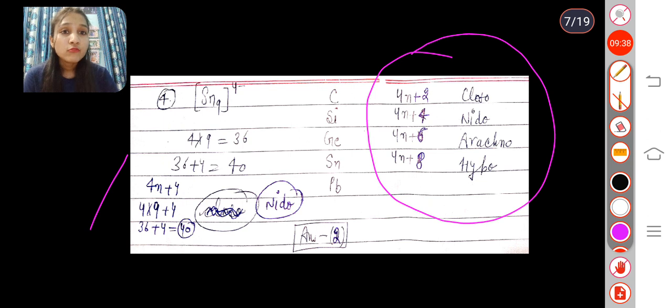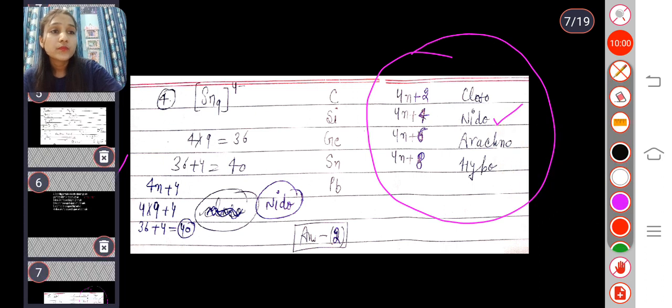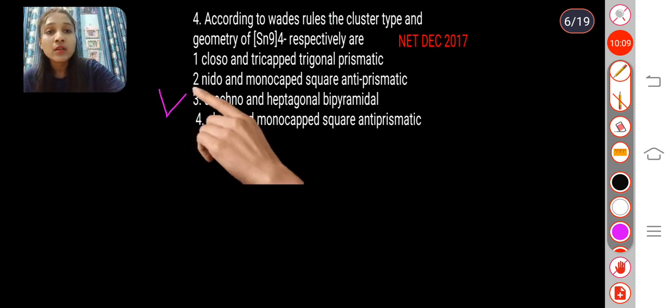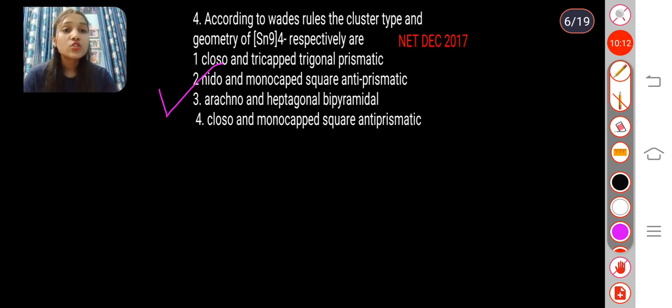So here we have 40 electrons. So this is basically a 4n plus 4 type of structure. Yes, it is 4n plus 4 because the n value is 9 here, the number of metal atoms is 9. So 4 into 9 is 36 plus 4. So it is 4n plus 4 type, and basically the structure is nido. As we see the options, there is one option in which the nido structure is present, so our correct answer is answer number 2. You need not find out the geometry if you know the correct way to calculate the cluster type.